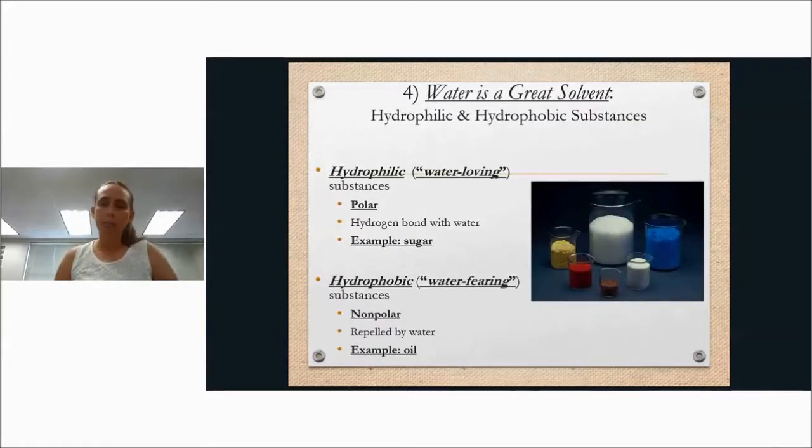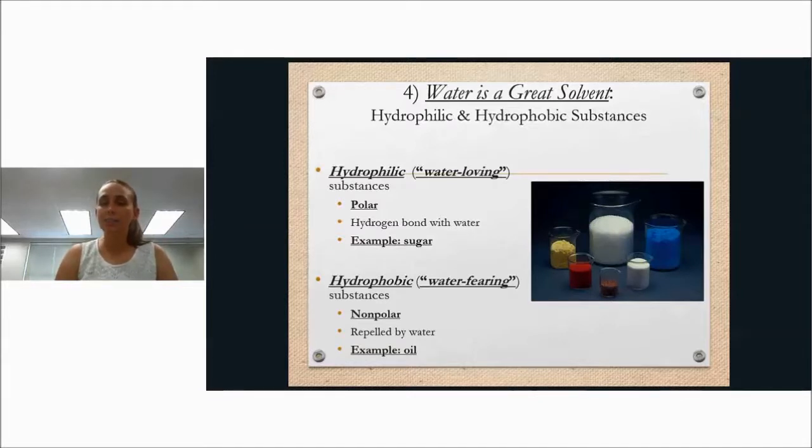Water is a great solvent. Hydrophilic and hydrophobic substances. So we're going to talk about those. Hydrophilic substances are water-loving. The prefix hydro means water. The suffix philic means loving. So these substances are polar, like water.